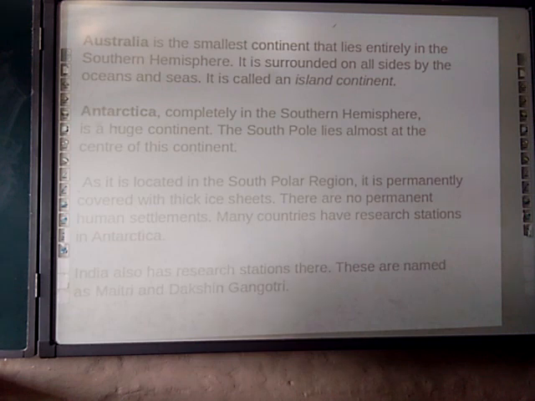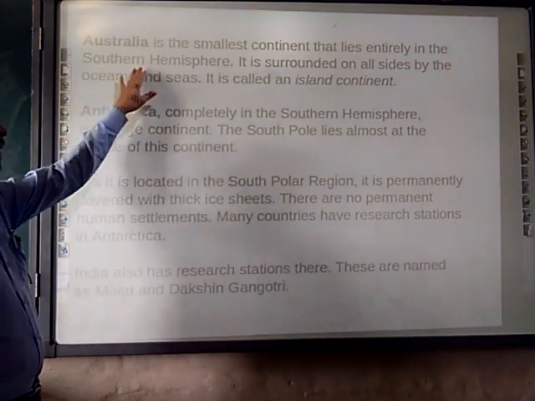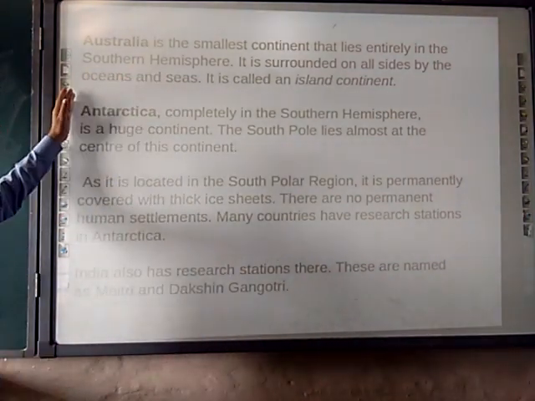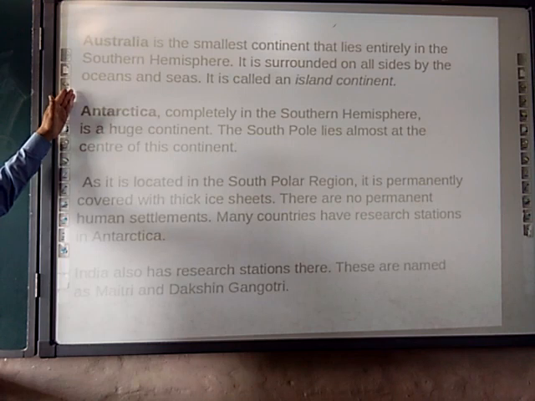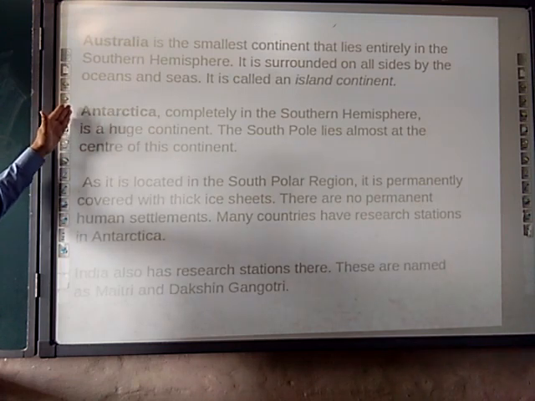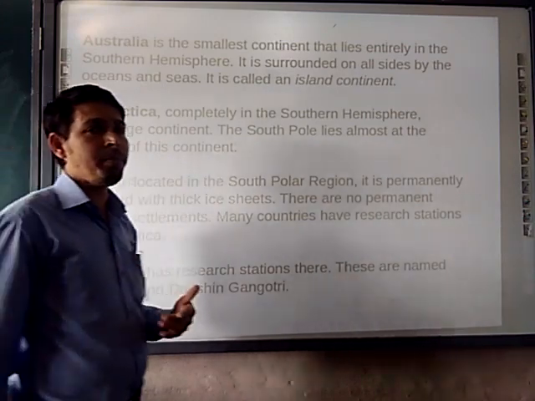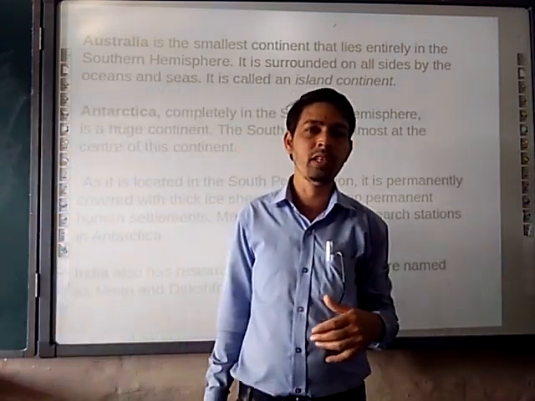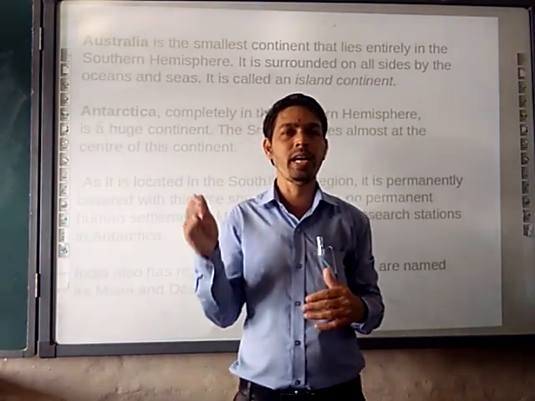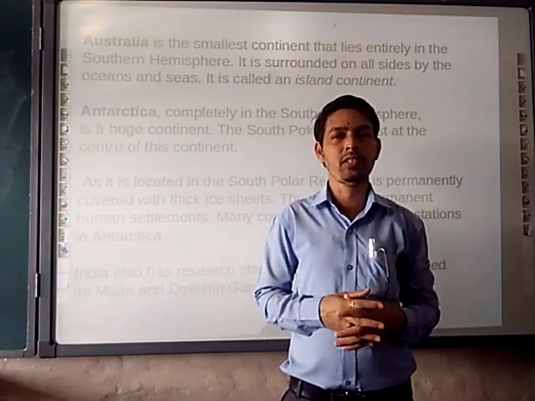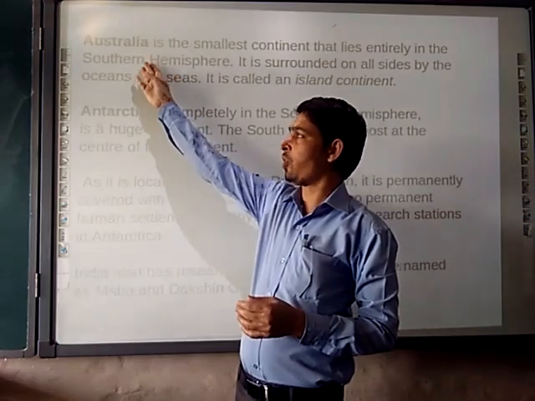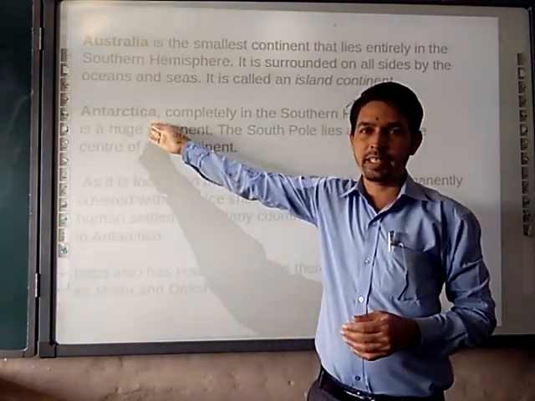Australia and Antarctica. Australia is the smallest continent and lies entirely in the southern hemisphere. It is surrounded on all sides by ocean or sea. It is called an island continent. Antarctica also lies completely in the southern hemisphere. So, in the upcoming exam, we are going to have the question: which are the two continents lying entirely in the southern hemisphere? The answer will be Australia and Antarctica.